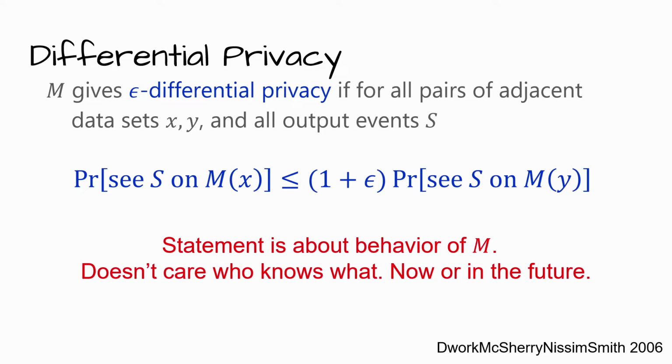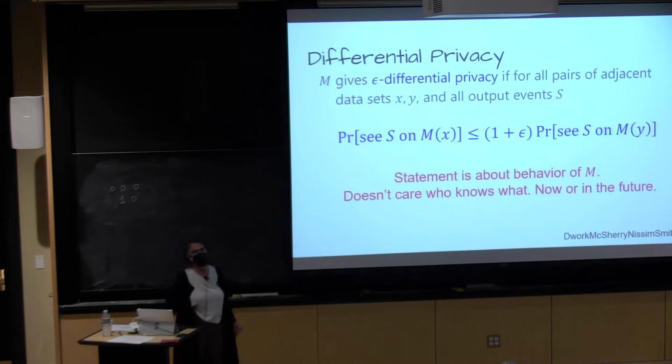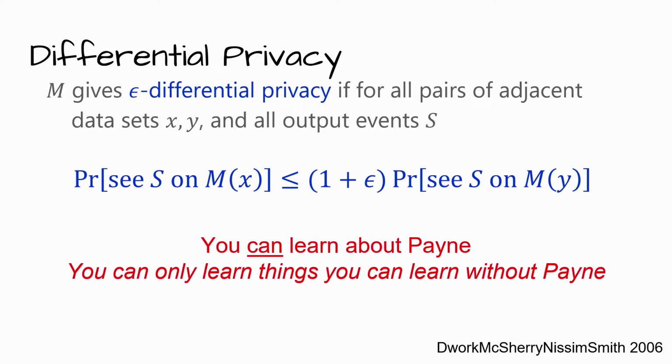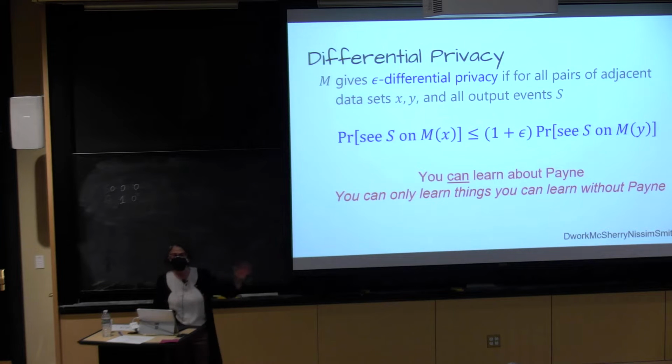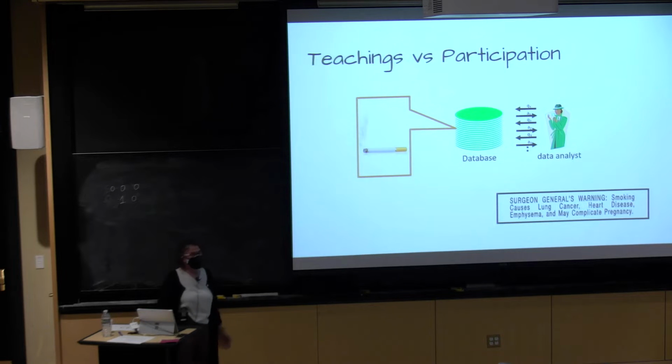Okay. Notice that the statement is about the behavior of the algorithm, M. It doesn't care who knows what. It doesn't even care what somebody may learn in the future, as long as they don't learn specifically which database you used of the two that I thought you might be using. But anything else that they learn about the people in the database from other sources, completely irrelevant. Membership in the database can be extremely sensitive. For example, if it's known to be, say, a database of alcoholics. So this is a non-trivial guarantee.